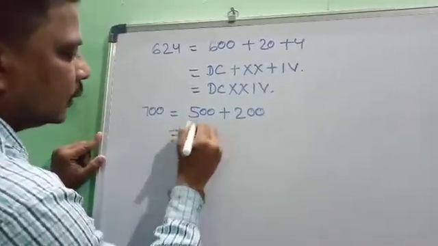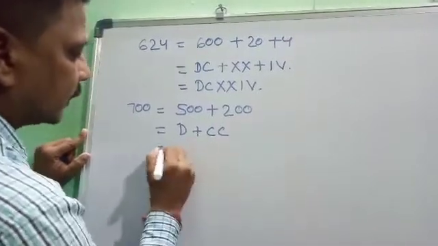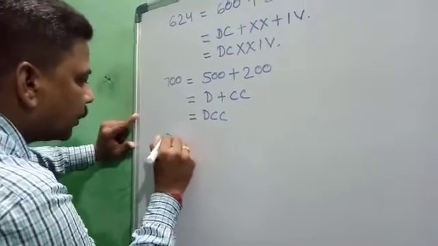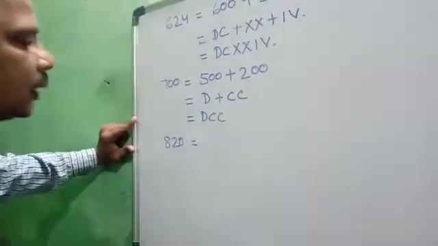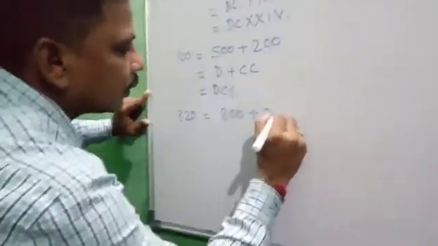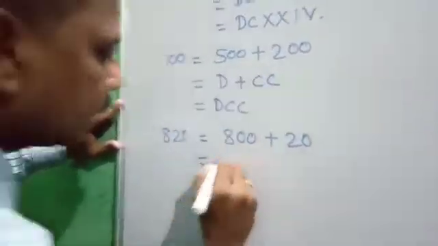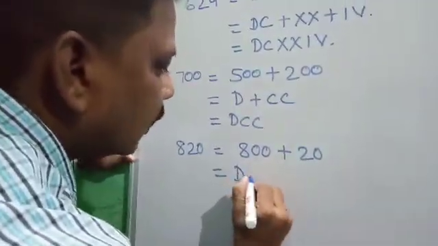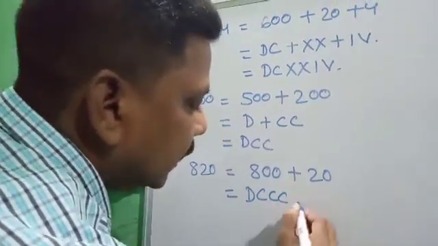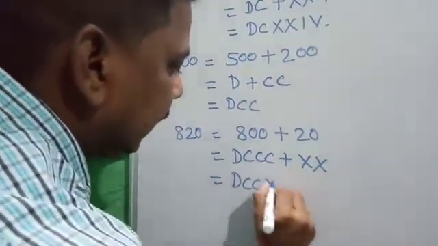If we write 700, then it will be like this: 500 for D and 200 for double C, D double C. Okay, suppose we have to write 820. For 800, we can use 500 plus 300. 500 means D, and for 300 triple C, D triple C, and XX for 20. D triple C, XX.